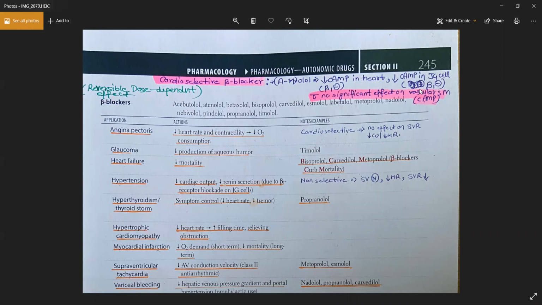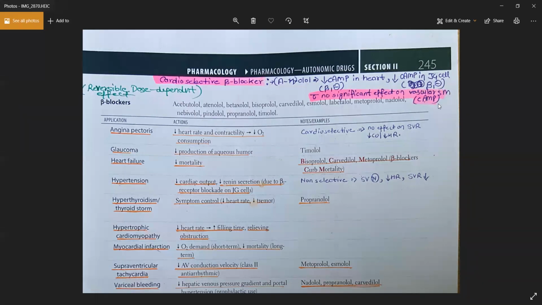In case of a JG cell, you will have the loss of renin. So ultimately what's going to happen? The blood volume will also be lost. You will have a decrease in the blood volume in case of cardioselective beta blockers. Okay, and they have no significant effect on the vascular supply.